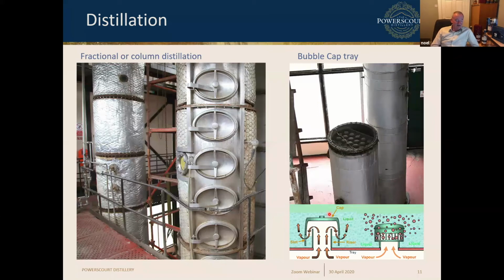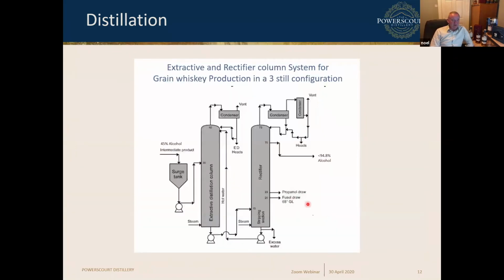On the next slide, we can see a representation of what's similar to what we're doing in Cooley or in Irish Distillers, or a lot of distilleries for making grain spirit. I'm only showing the last two columns here because this is where the more interesting ones are. You have your 45% alcohol coming in into the surge tank, and from there it's pumped into what we call an extractive distillation column.